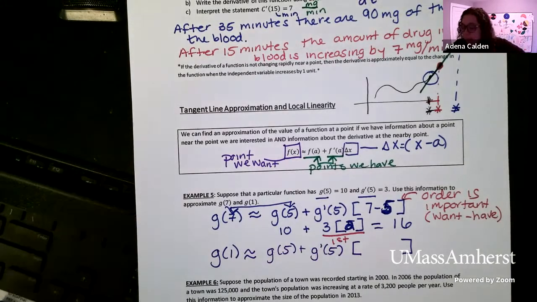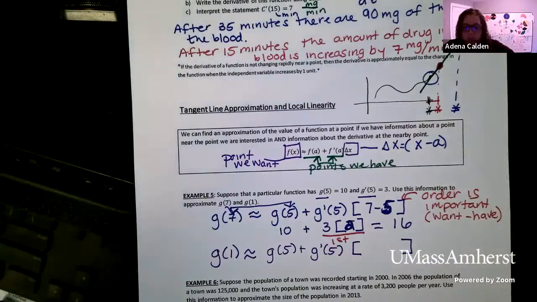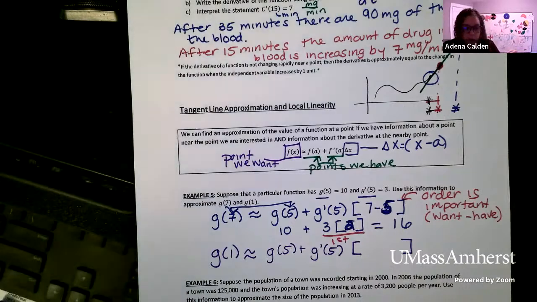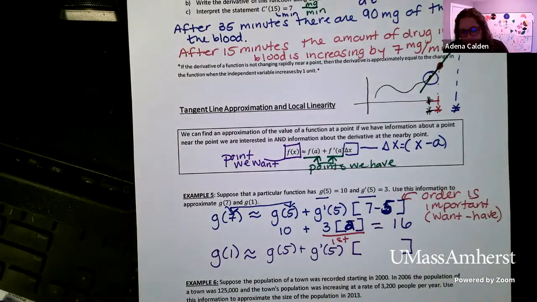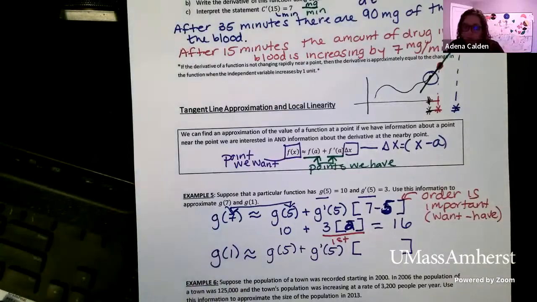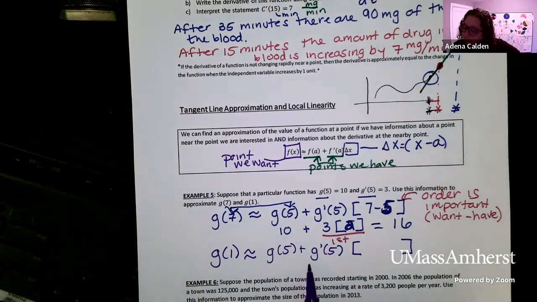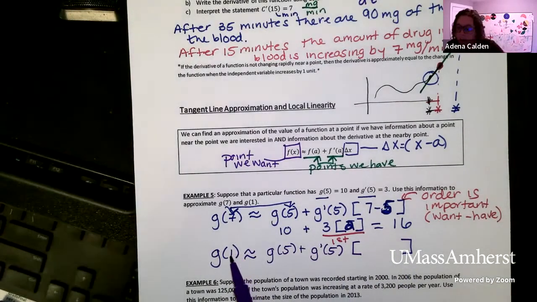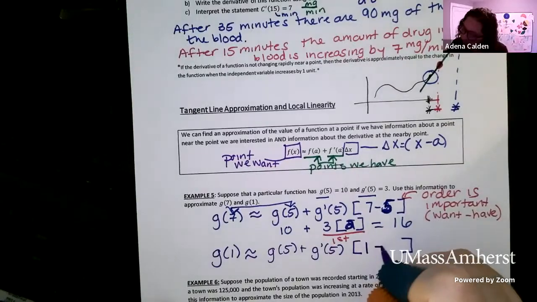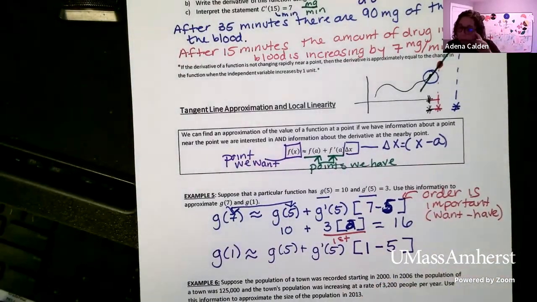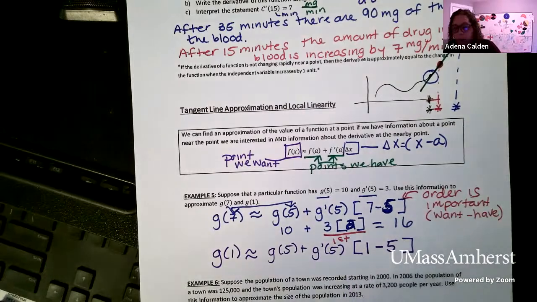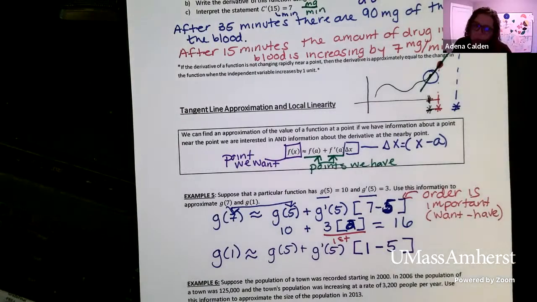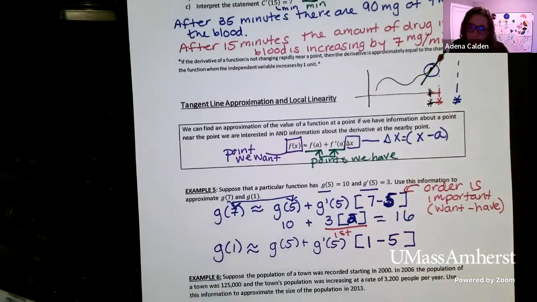Okay, so again, the information we have hasn't changed. It's what's happening at g of 5. But now we want to use it to try to figure out what was happening at g of 1. So for whatever reason, we don't have that information of what's happening at g of 1. So we do g of 5 plus g prime of 5. And now we need to figure out how far away we are approximating. So we take the number that we are looking for minus the number we have. So 1 minus 5. So again, that order is important, and you will see that that's going to result in something negative, which is what we need because we're sort of going backwards on the function from 5 to 1.